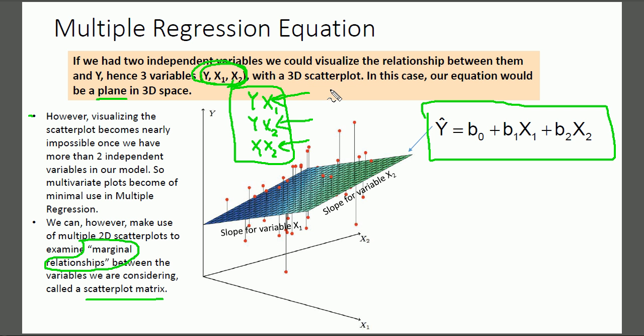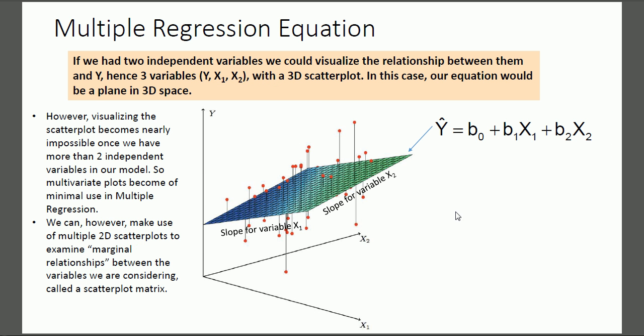So here I would have three marginal relationships. I could look at the scatter plot matrix that would show those three, and I could see how the pairs are related to each other, even though I can't see how all three are interrelated. All right, so these visuals become much less useful in multiple regression compared to simple regression. Okay, so let's go on.